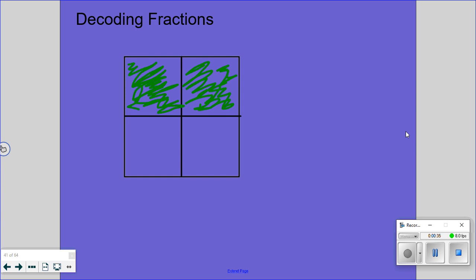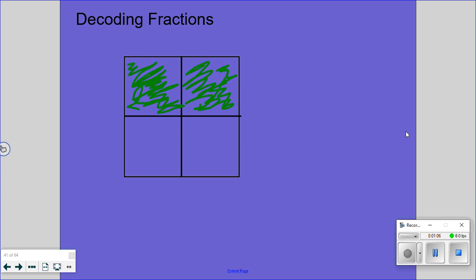So what we have been doing the last couple of days and weeks is something called encoding. What that means is we've been creating fractions. We've been drawing pictures, we've been drawing models, we've been drawing a number line. We have been creating a fraction. We have not done a lot of decoding a fraction. That's when I give you the fraction and you tell me what it is.